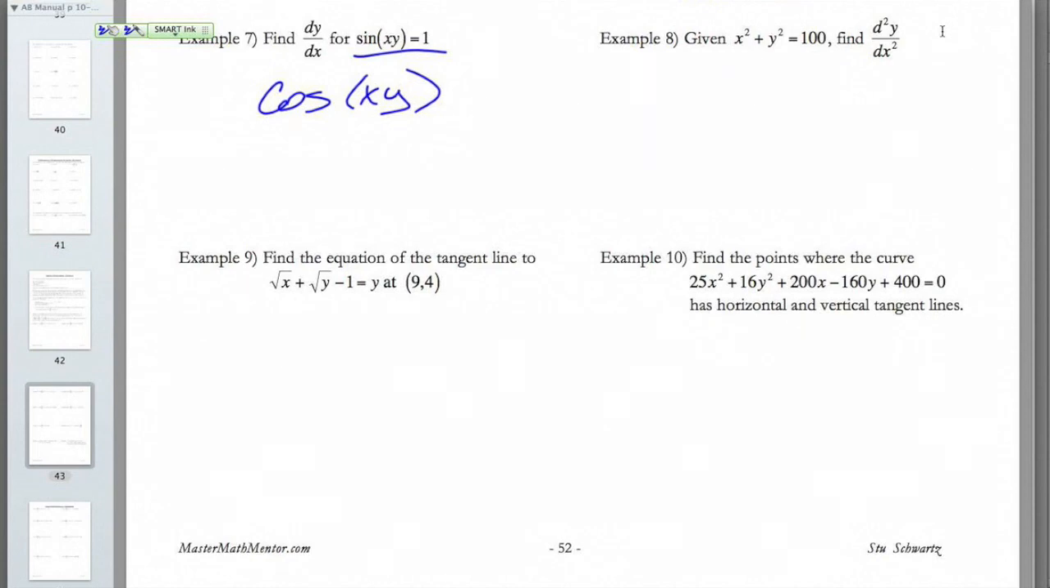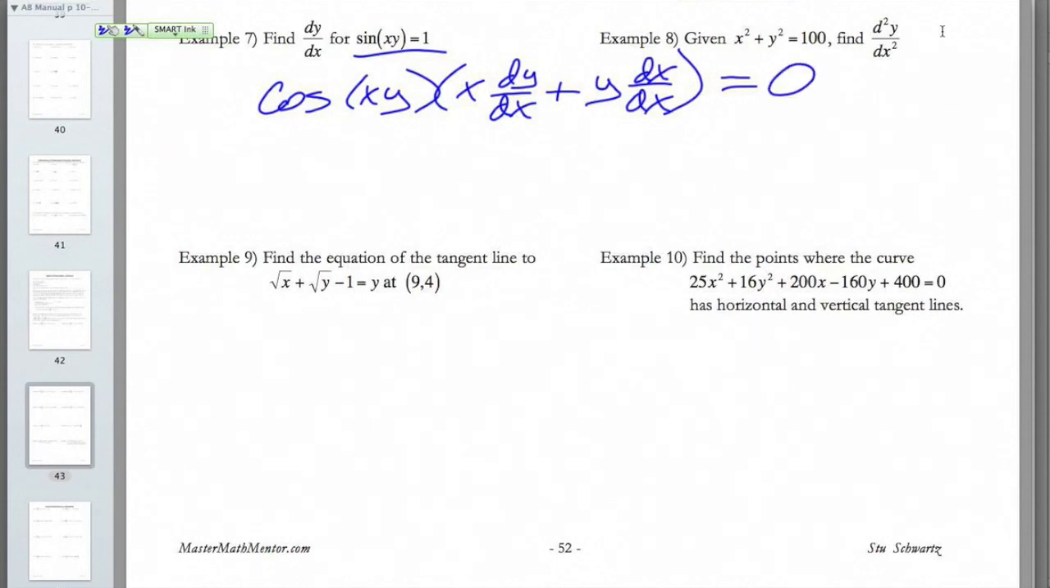Okay. I have to multiply that times what? Inside. Derivative of the inside. What's required for the inside? So I need first times the derivative of the second, plus the second times the derivative of the first. Alright, and then that equals the derivative of 1, which is 0.